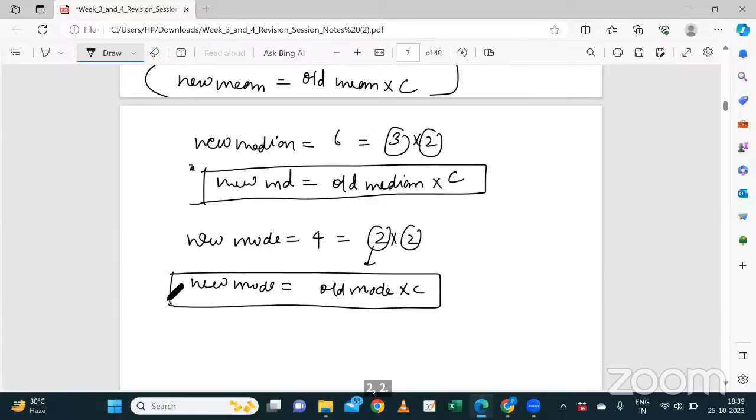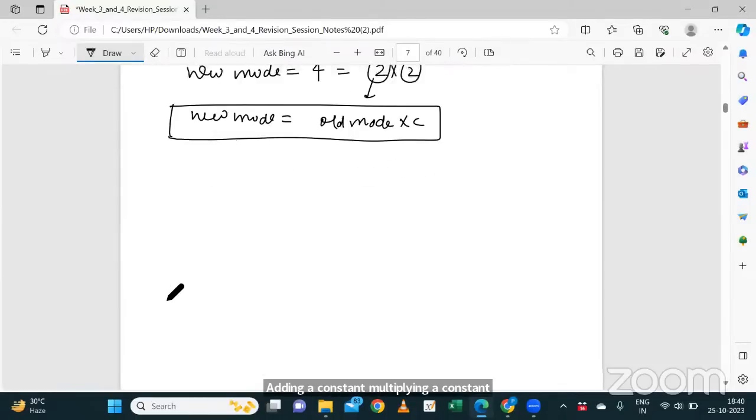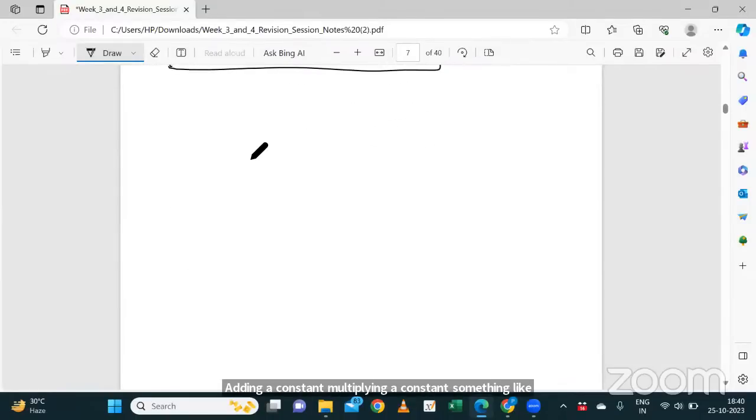Now, I think you got the concepts of central tendency, adding a constant, multiplying a constant, and so on, right, everyone? Yes, sir. Okay. Now we come to the concept of measures of dispersion.